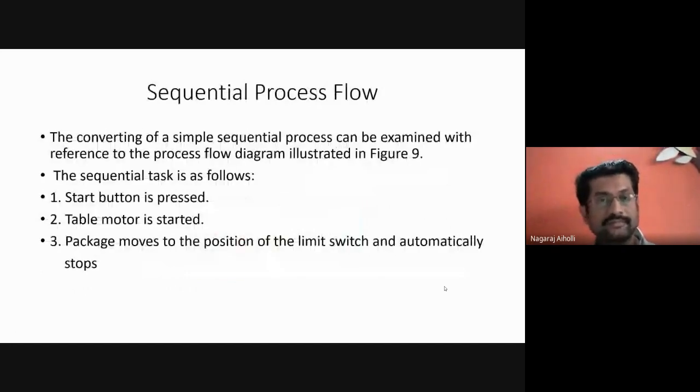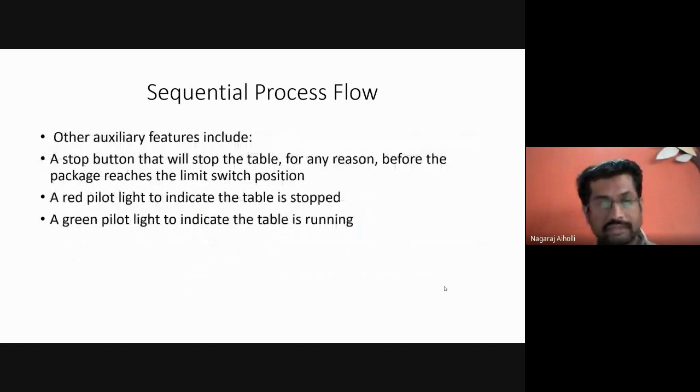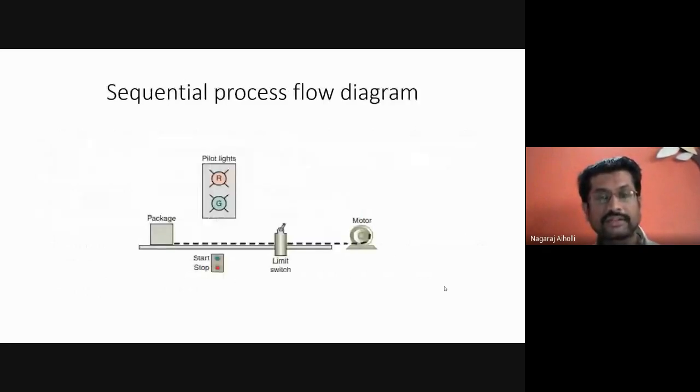Next, we'll look into more details of the sequential process flow. The converting of a simple sequential process is examined with reference to the process flow diagram. There is a flow diagram which is given here. This is called the sequential process flow diagram. Here, what is happening is, first the start button is switched on. When the start button is pressed, the green LED will glow.